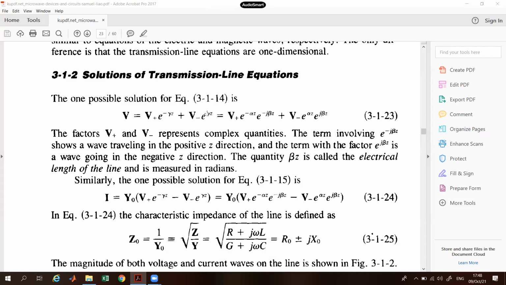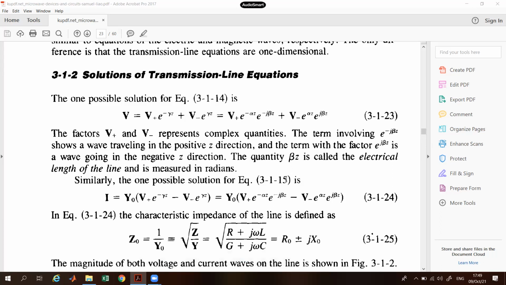Here we are separating the real component and the complex part. The factors V plus and V minus represent complex quantities. The term involving e raised to the power minus j beta z shows a wave traveling in the positive z direction, and the term with the factor e raised to the power j beta z is called a wave going in the negative z direction. The quantity beta z is called the electrical length of the line and is measured in radians.